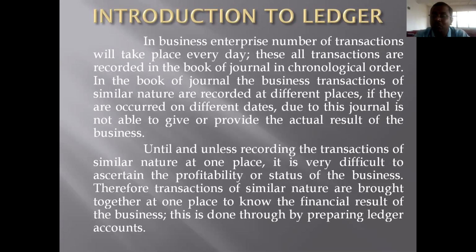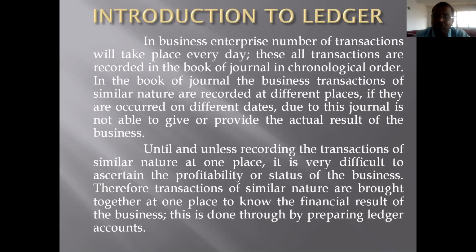Understood? So what is the meaning of ledger? Ledger is a book in which all similar kind of transactions are recorded at one place under a particular head. Understood? You wish to know total sales of business. With the help of journal, it is not possible for you to know the total sales of business because you have not recorded sales at one place in the book of journal. So for that purpose, what should you prepare?